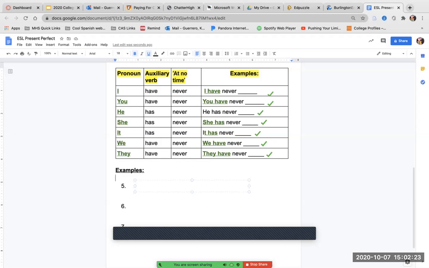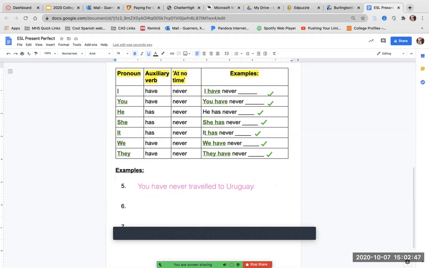And so I'm going to use the word you this time. You have never traveled to Uruguay. So again, you have never traveled to Uruguay.